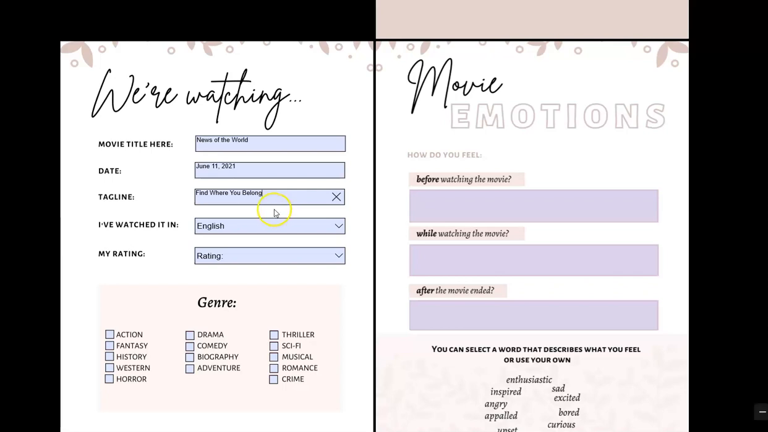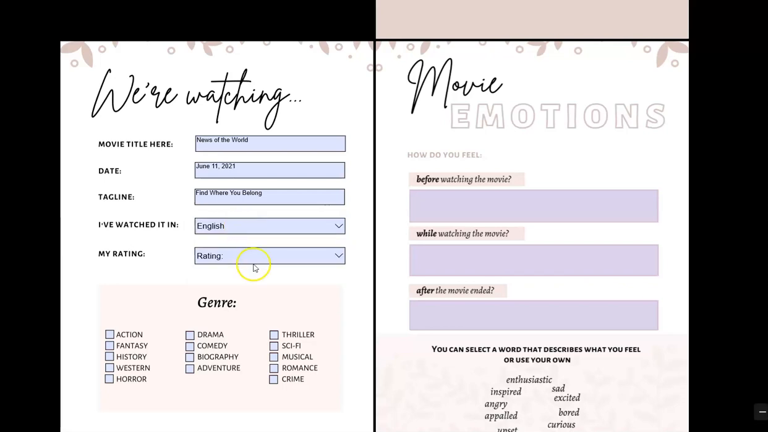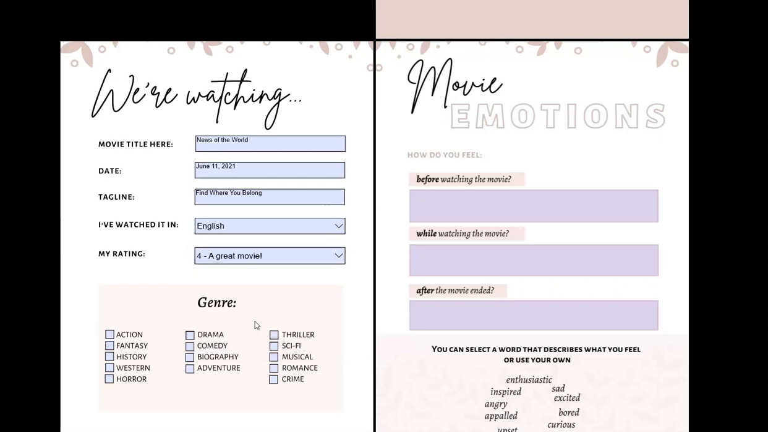The word belong, right? Okay, how you watched it, in what language you watched it. I watched it in English, but if you watched it in your native language, you can choose this one. Or if you've seen it twice or more times in different languages, then you can write both languages. My rating. Well, I wouldn't say that it's one of my favorites, but I think it was a great movie. Yeah, so I'm choosing 4.